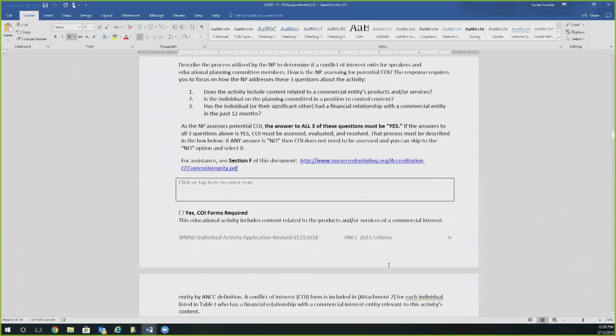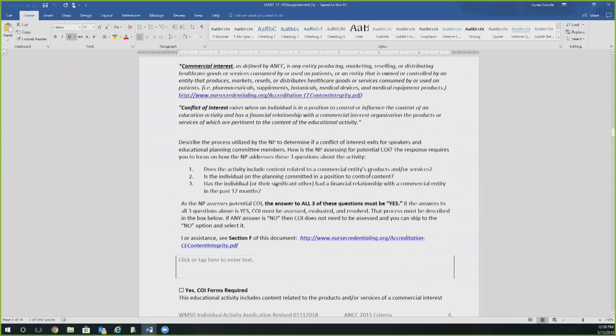But now let's go back. If it turns out that the content might relate to a product or service of a commercial entity that could be used on patients, does that individual or the significant other have any financial relationship with the commercial entity in the past 12 months? If the answer to that is yes, then you must go on to question number 3. Is the individual on the planning committee in a position to control content? And if the answer is yes, then obviously you need to go through the conflict of interest form and you need to resolve the conflict.